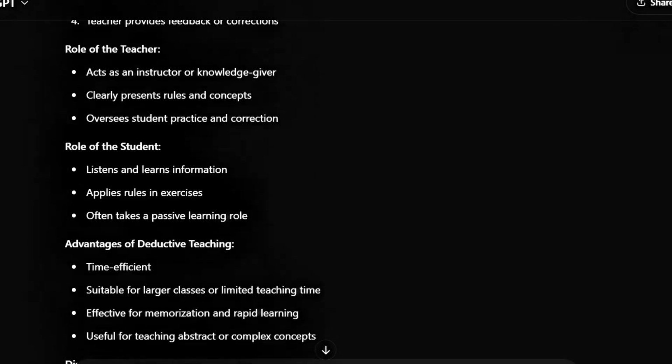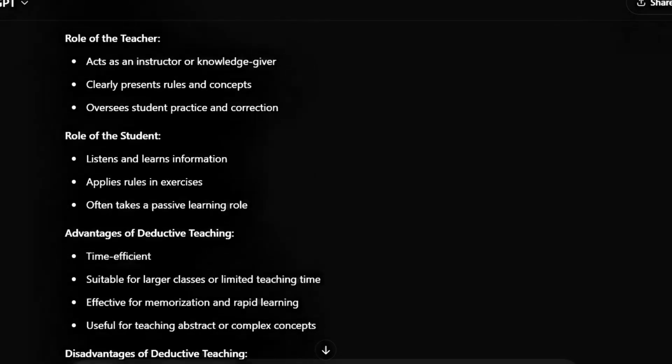Role of the teacher: acts as an instructor or knowledge giver, clearly presents rules and concepts, oversees student practice and correction. Role of the student: listens and learns information, applies rules and exercises, often takes a passive learning role.